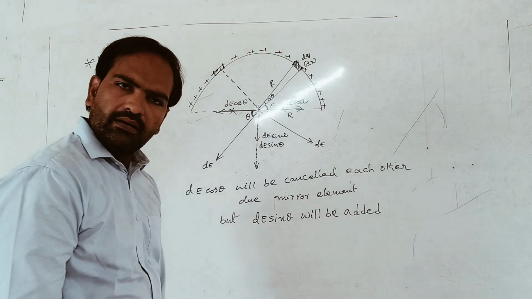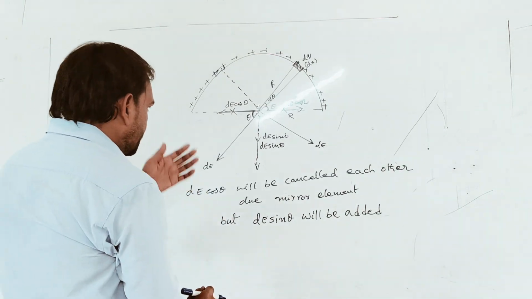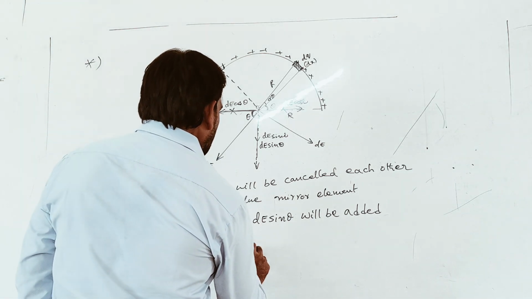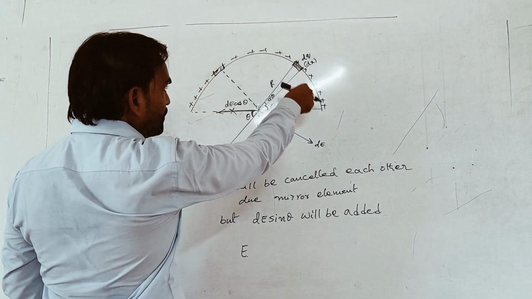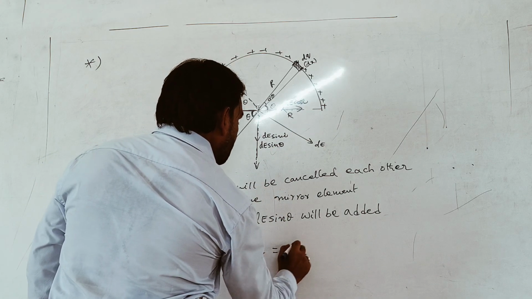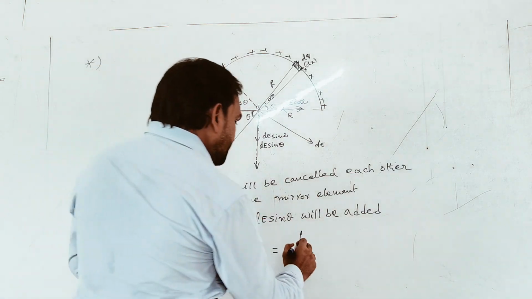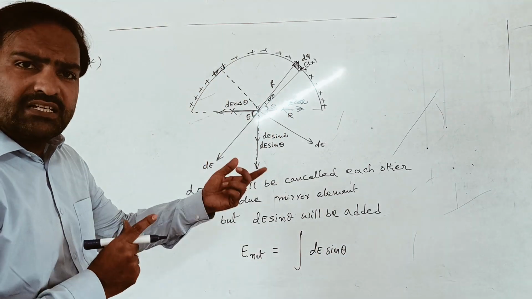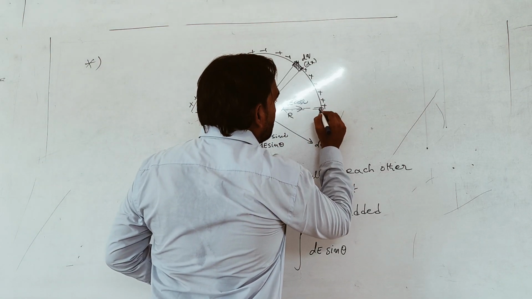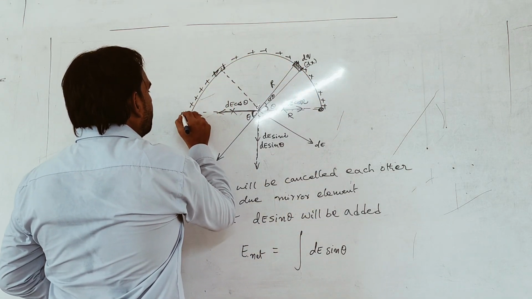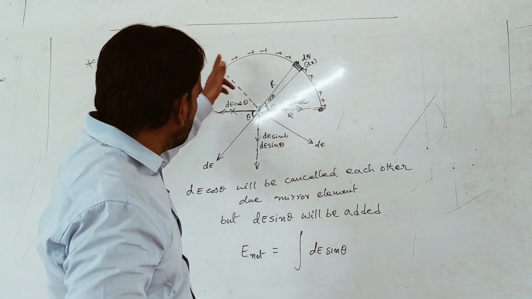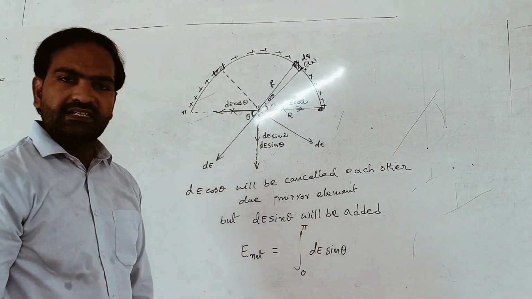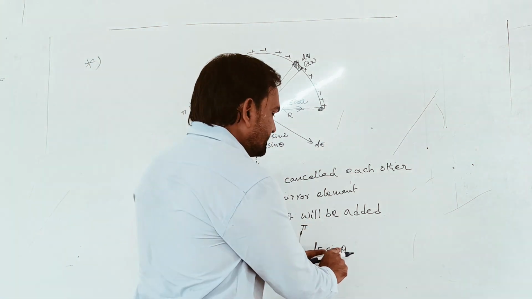Okay, students, clear all of you? Next, you observe carefully here, dE sin theta will be added. The net electric field due to this continuous charge distribution is E net equal to the integration of dE sin theta. What are the limits here? From 0 degrees to completely pi, 180 degrees. So we write the limits 0 to pi.